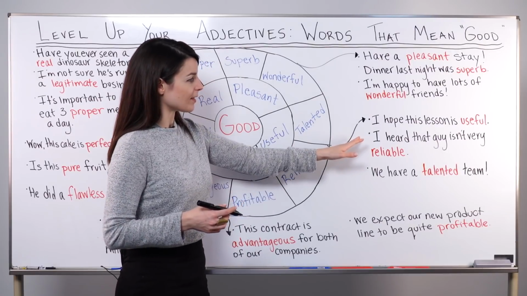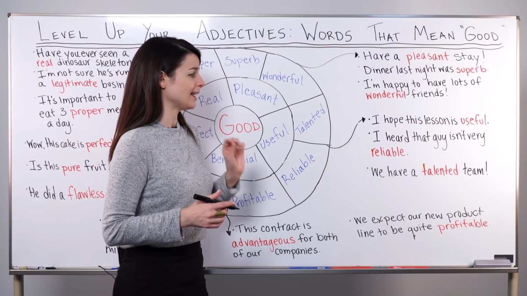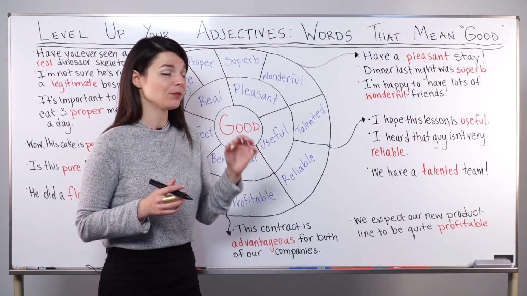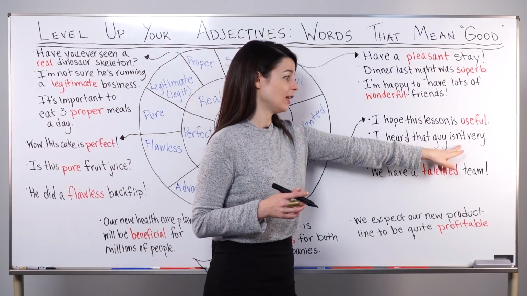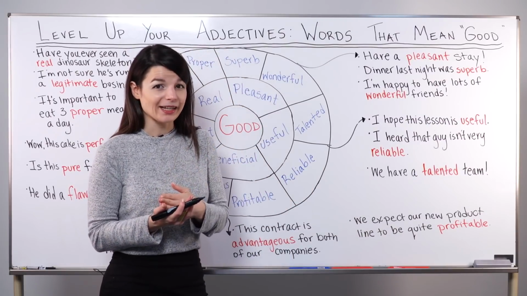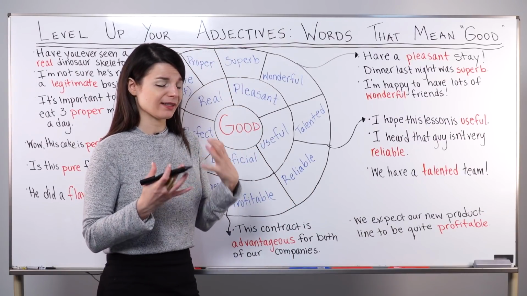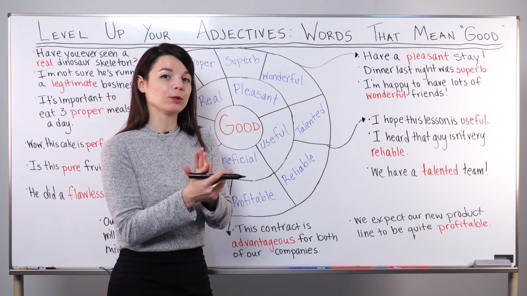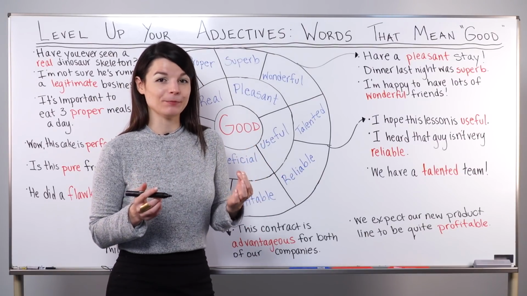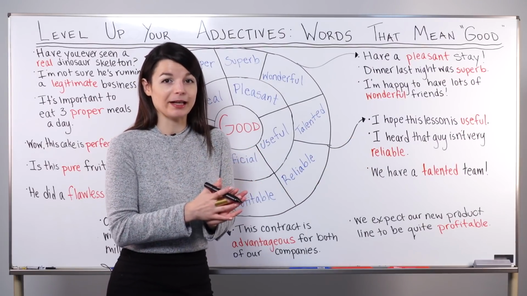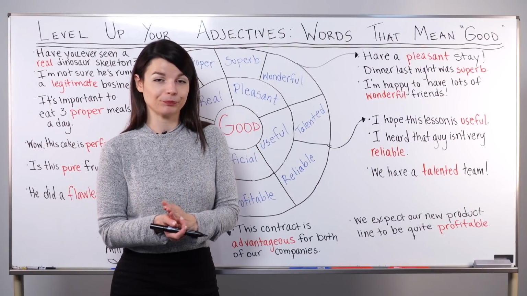The second example sentence, I heard that guy isn't very reliable. So here I'm using the negative. He isn't very reliable. That means maybe we can't rely on him. So it's not a good idea to rely on him. So reliable is typically a good thing. So if you or something in your life is not reliable, that's a negative thing.